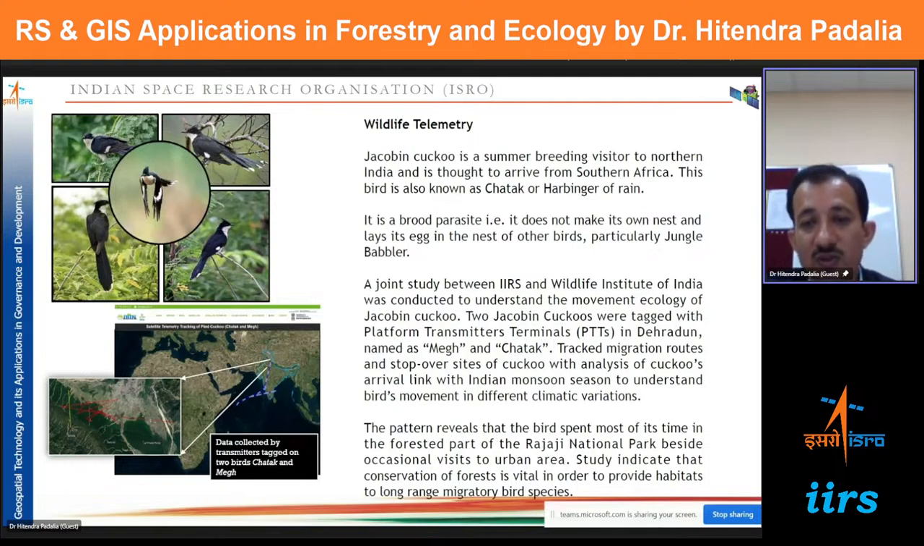So this actually opens a new area of understanding of wildlife ecology, where you can really relate the animal movement with respect to the resource availability, and you can also understand the disturbances which are happening on its migration path, human disturbance. You can minimize them. So this is a very interesting area.